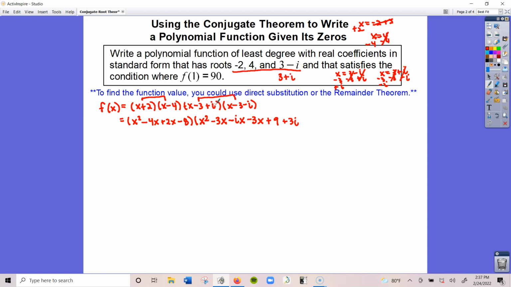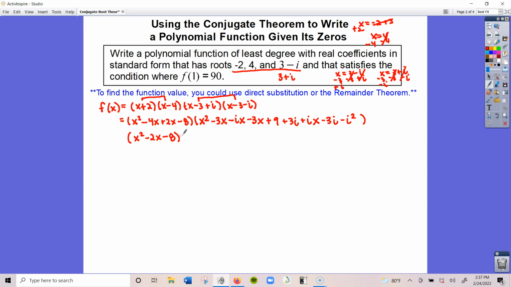Finally, I'm going to distribute the i. i times x is plus ix. i times negative 3 is negative 3i. And i times negative i is negative i squared. Now before I go ahead and distribute all of this, I'm going to go ahead and simplify each of these factors. So here I can combine these two like terms. So x squared, negative 4x plus 2x is negative 2x minus 8.